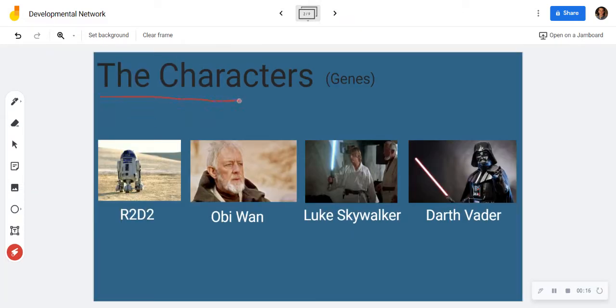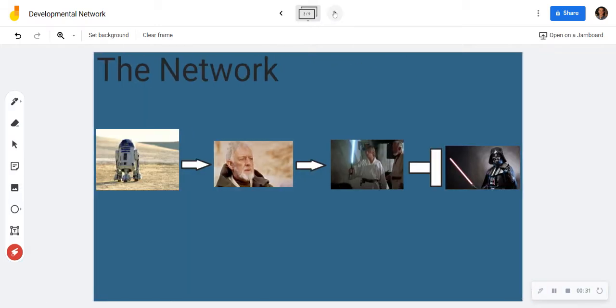So first we'll look at the characters, and the characters represent genes. So we have R2-D2, who is a droid that Luke Skywalker's dad bought. We have Obi-Wan, who is an old Jedi. We have Luke Skywalker, who is the main protagonist in the movie, and we have Darth Vader, who is the main antagonist in the movie.